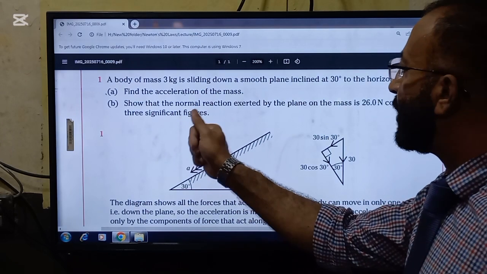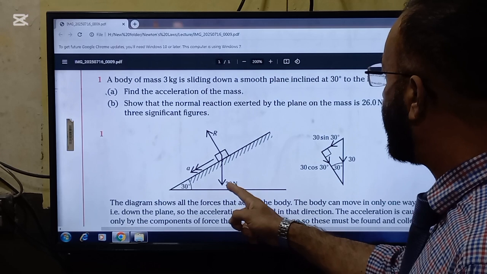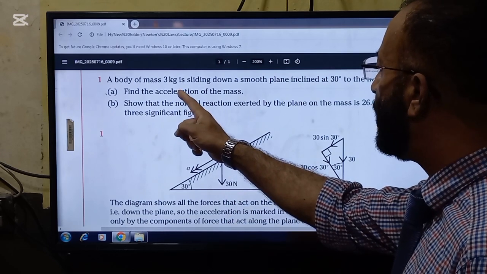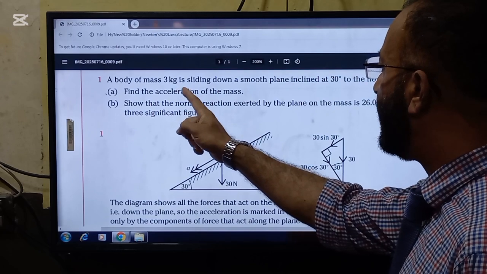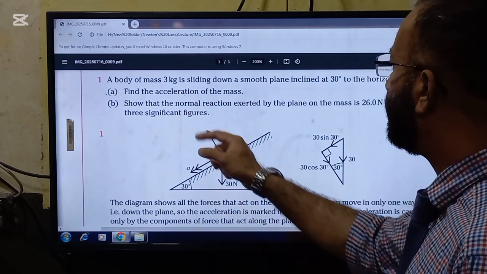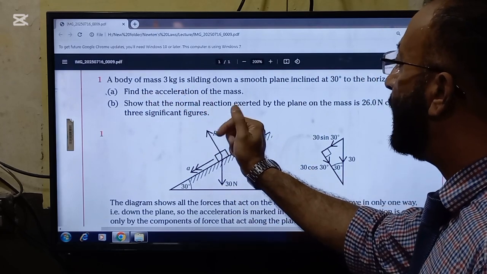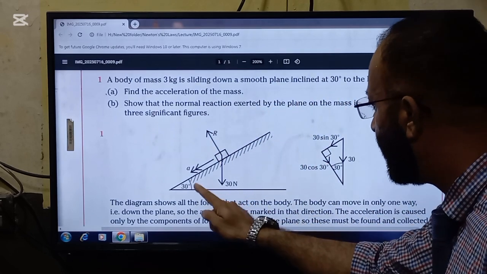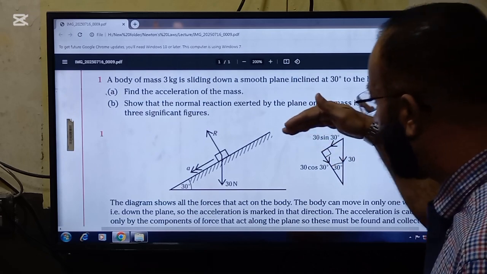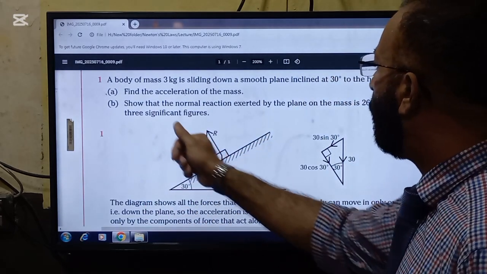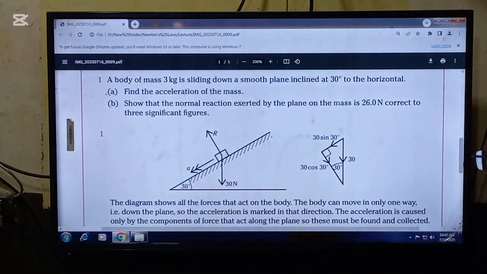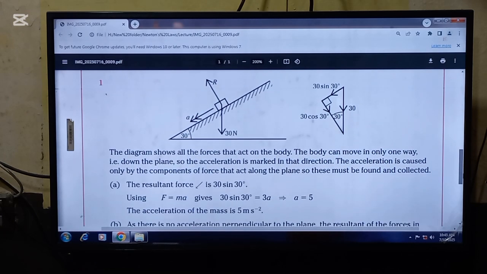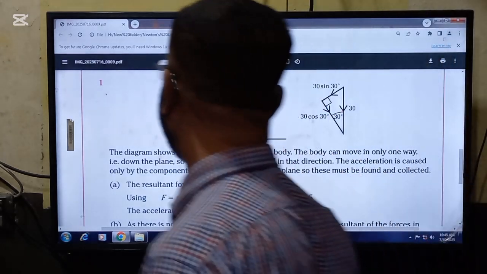A body of mass 3 kg is sliding down. So this is 3 kg. So the weight will be 30 newtons because W is equal to mg, so m into g, 10, will be 30 newtons. A body of mass 3 kg is sliding down a smooth plane inclined at 30 degrees. So here is the 30 degrees to the horizontal. It is moving down. Find the acceleration of the mass.